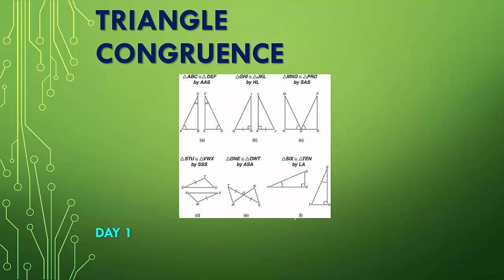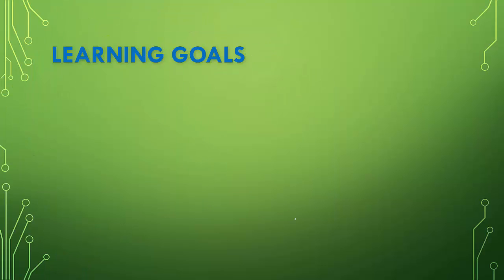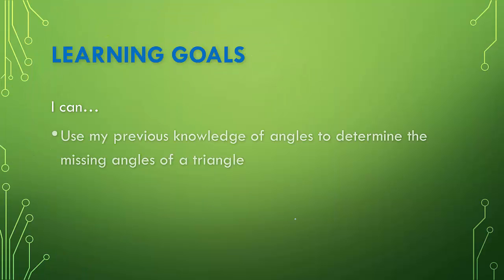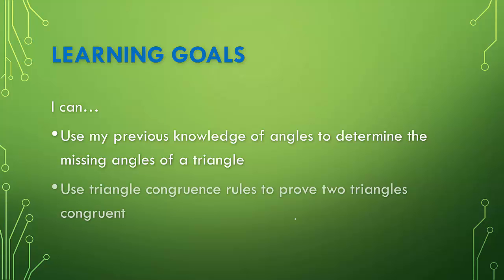All right, so we are doing triangle congruence. This is day 1. This is target 3C. All right, so your learning goals for this lesson: you can use your previous knowledge of angles to determine missing angles of a triangle and use triangle congruence rules to prove two triangles are congruent. This last one is a big one, so make sure you're taking really good notes here.